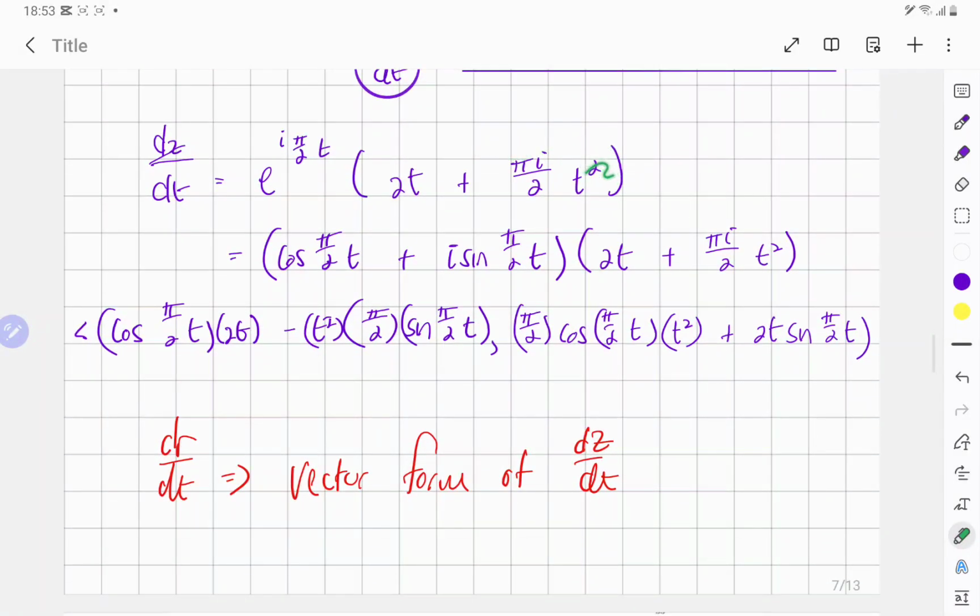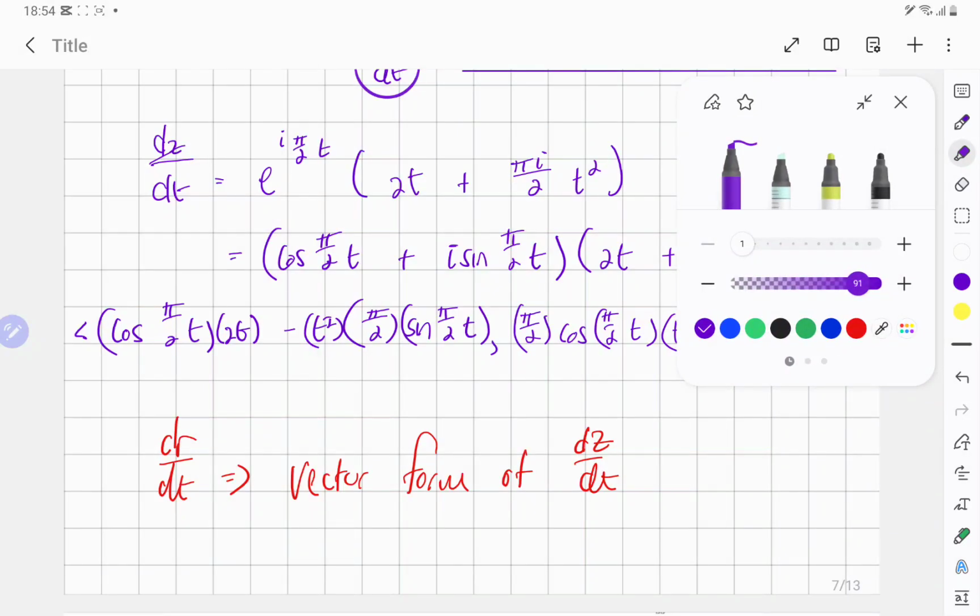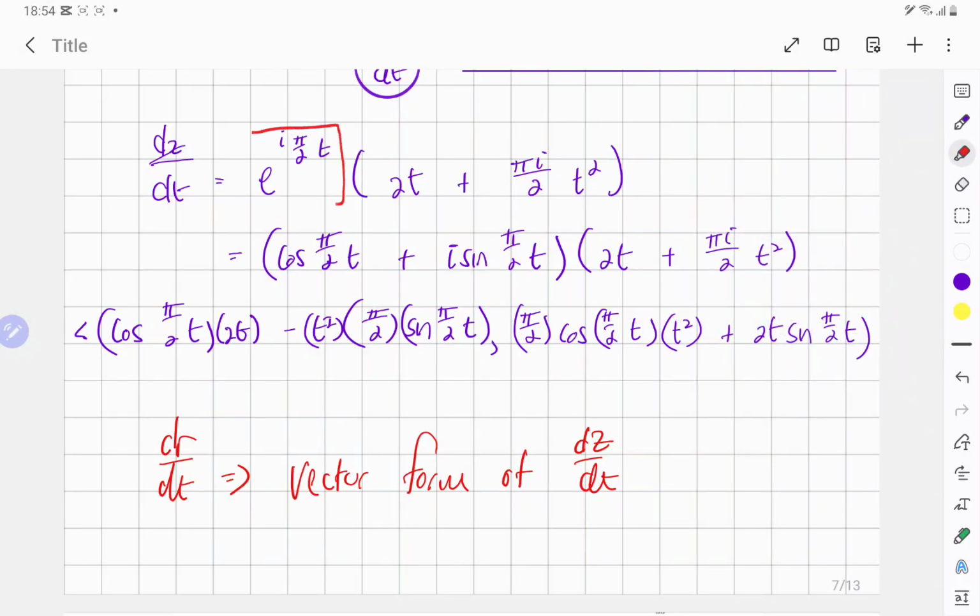What am I going to do now? Now I change my Euler form to cos pi over 2 t plus i sine pi over 2 t, and I have my second bracket. Also, a common mistake that students make when they use Euler form is that they leave the pi over 2 out. No, you have to take that whole angle. So please make sure you focus on that.